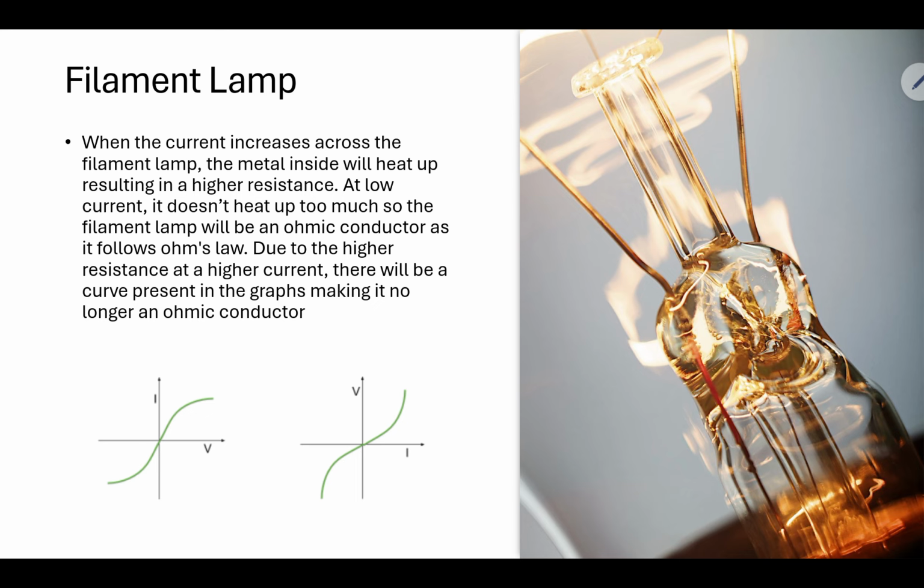So now, a filament lamp. When the current increases across the filament lamp, the metal inside will heat up, resulting in a higher resistance. At low current, it doesn't heat up too much, so the filament lamp will be an ohmic conductor as it follows Ohm's law. Due to the higher resistance at a higher current, there will be a curve present in the graph, making it no longer an ohmic conductor.